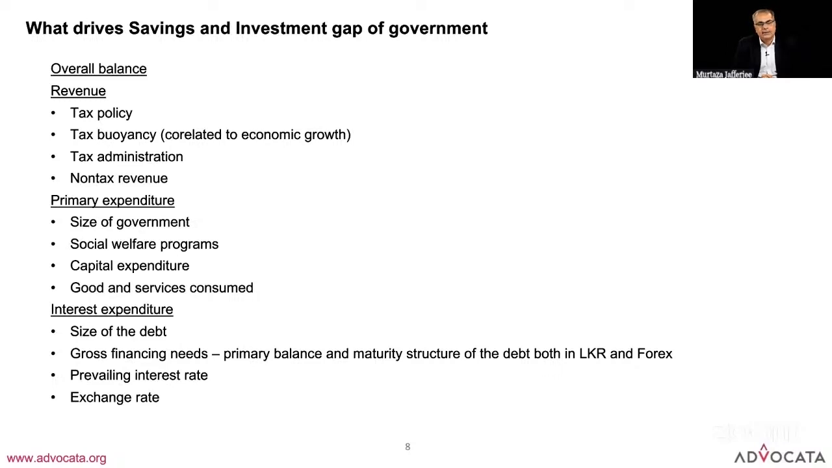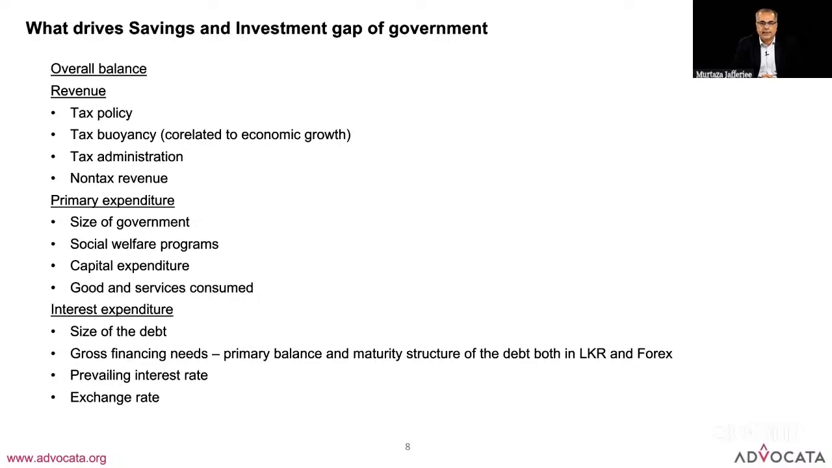And then finally, the interest expenditure. In the case of Sri Lanka, it's very high, like one of the highest in the world. Like last year, it was 8% of GDP. Maybe it will come down slightly this year because there might be a little bit more nominal growth. That's dependent on the size of the government's debt, what's called the gross financing needs. So how much of the debt has to be rolled over in any given year. And if you are running a primary balance deficit, then you have to finance that in addition to the maturity of the debt and paying the interest.